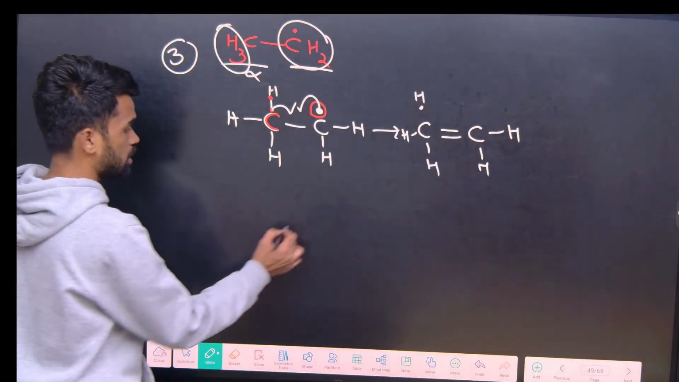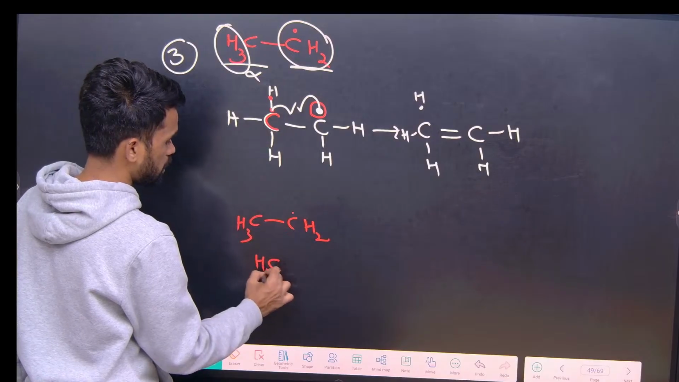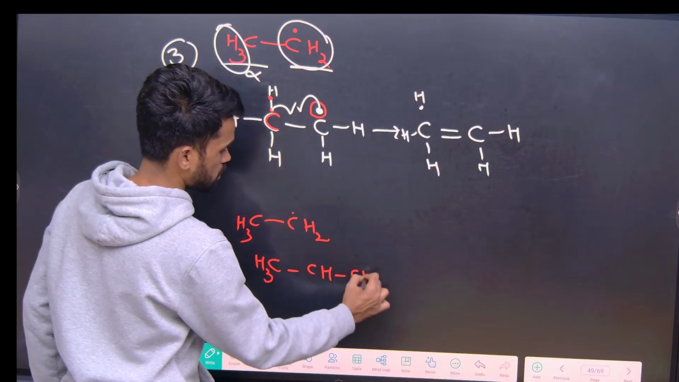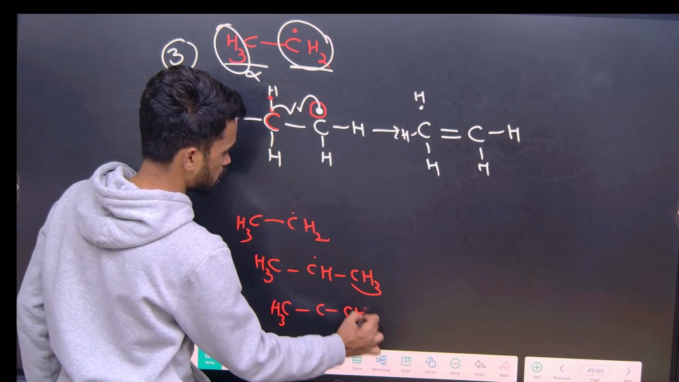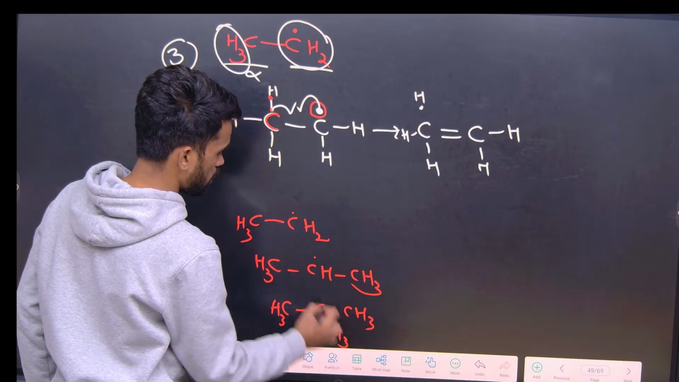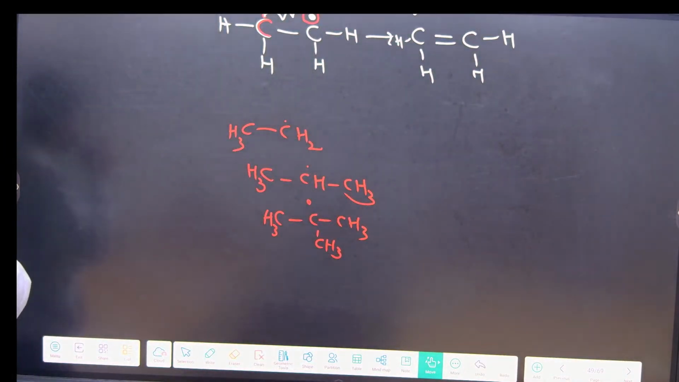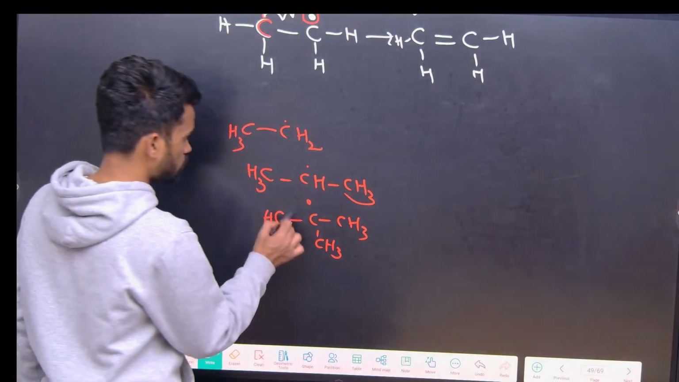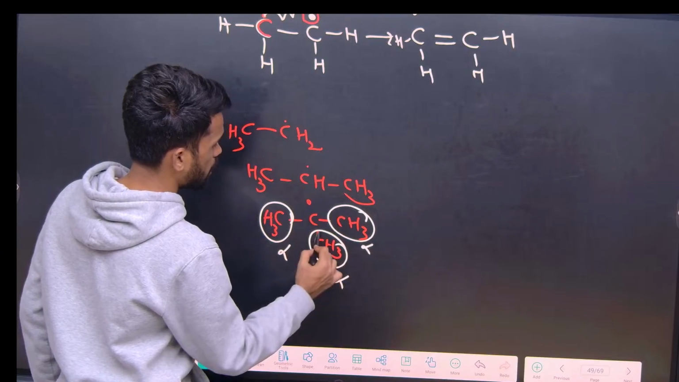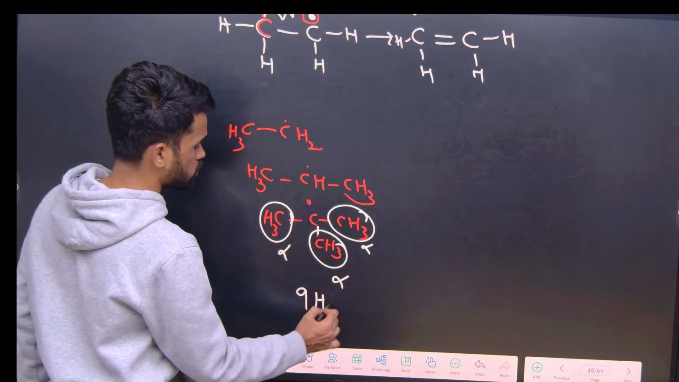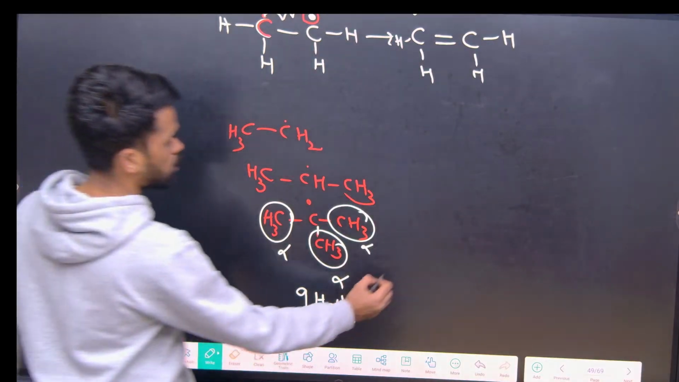Now you can take CH2 dot CH3, or CH3 CH CH3 again with a dot here, or CH3 C CH3 CH3 again with a dot here. So tell me, out of these 3 options which is more stabilized? Third one. Why third one? Alpha, alpha, alpha. How many alpha hydrogens are there? 9 alpha hydrogens are there. So 9 times it will be stabilized by hyperconjugations.